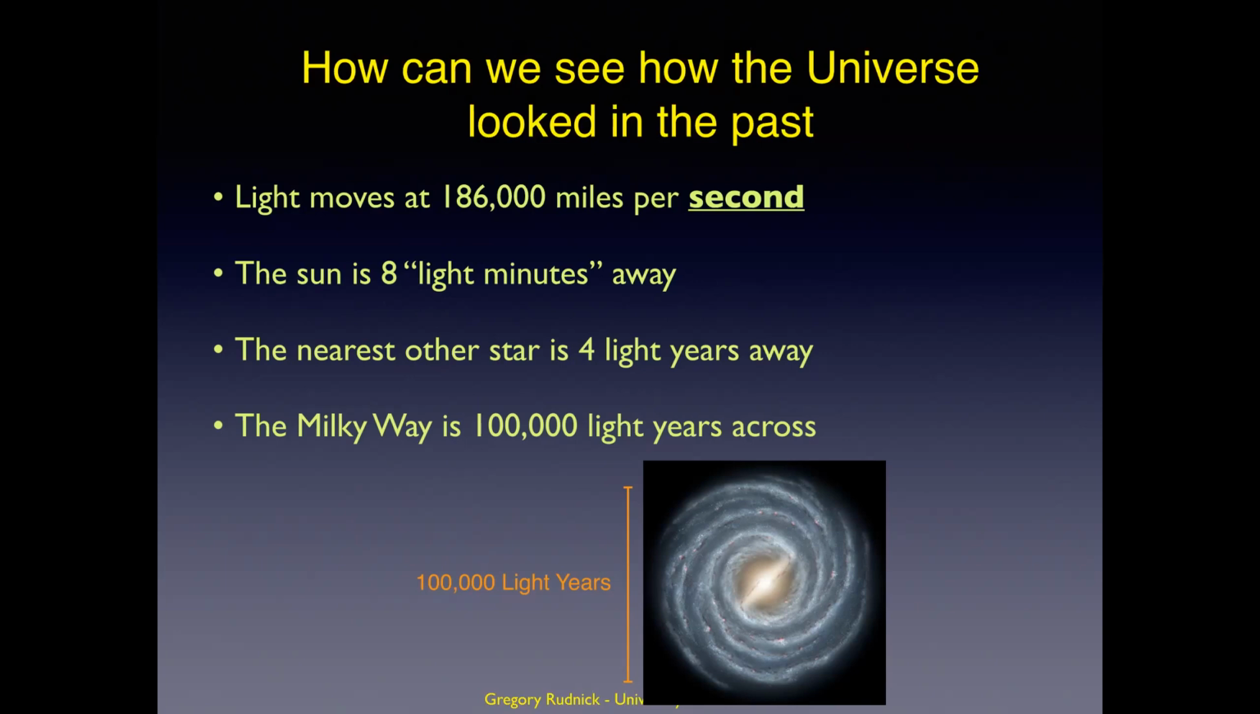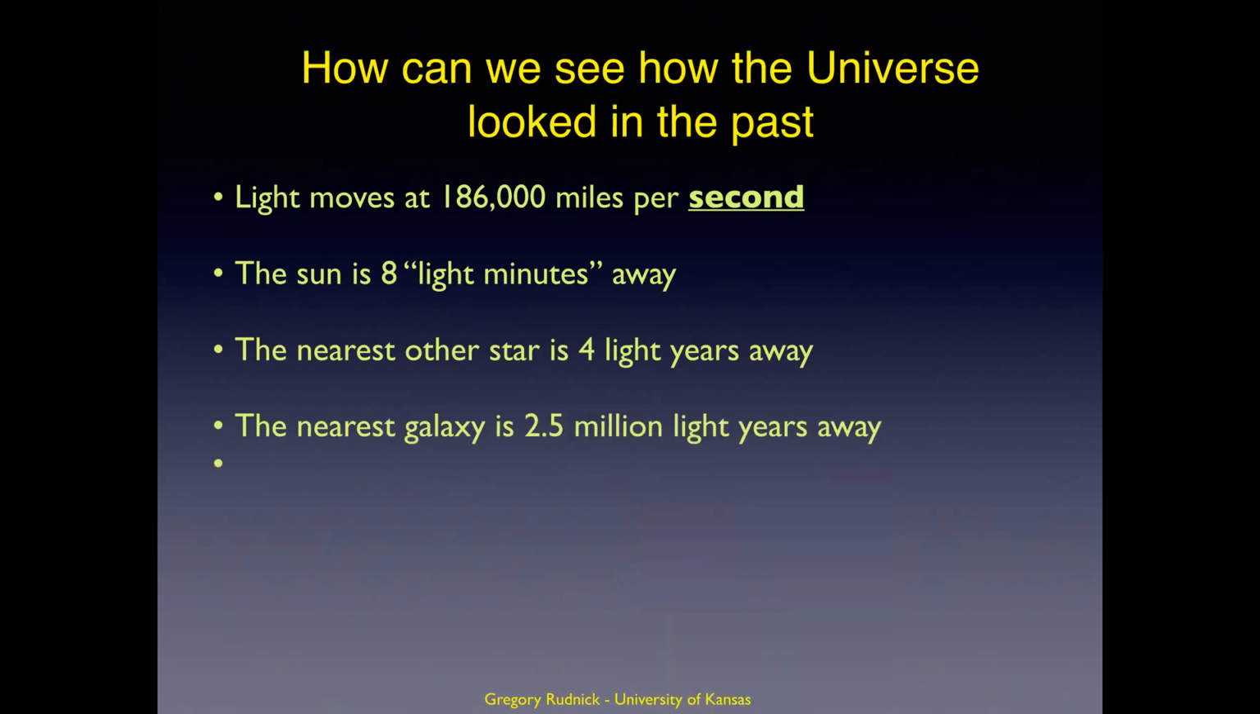The Milky Way is 100,000 light years across. So in that picture I showed you of the center of the Milky Way, many of those stars were 30,000 light years away. We're seeing them as they looked 30,000 years ago. The nearest galaxy, the Andromeda Galaxy, I should say the nearest big galaxy, is 2.5 million light years away.